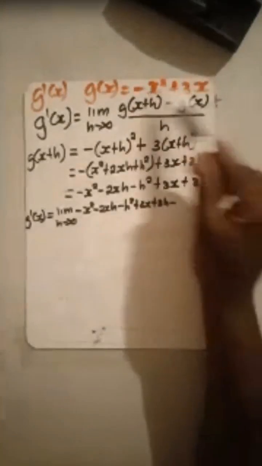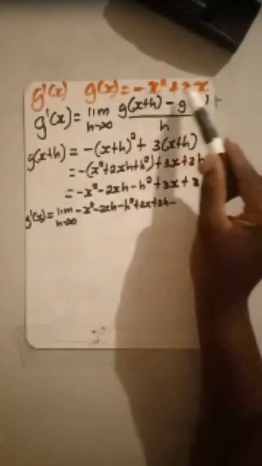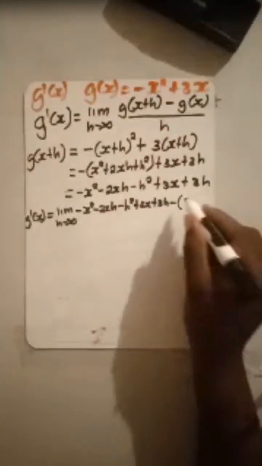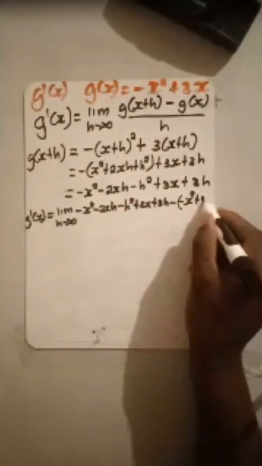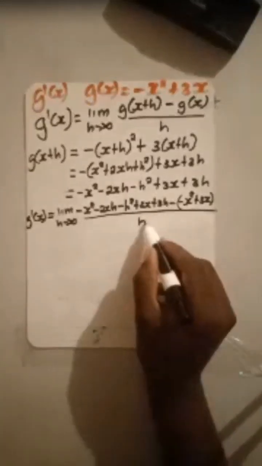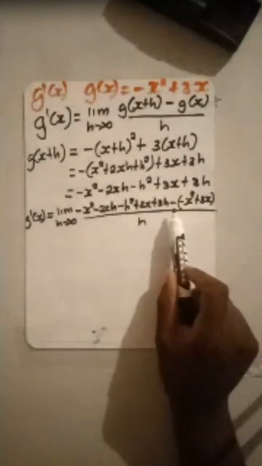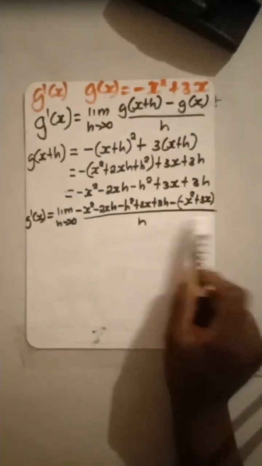There I am going to have a problem because now I'm not having a monomial. I'm not having a single term here as g of x. I'm having a binomial. So I have to put brackets. So minus x squared plus 3x. This is over h. Right. So the next step will be expanding the brackets. Actually, examiners will be looking at this, whether you have done that expansion here.